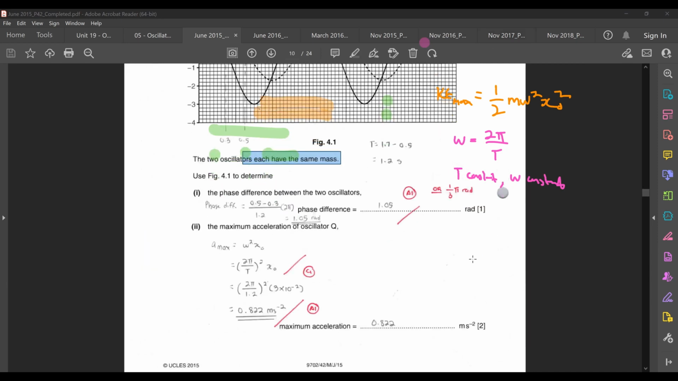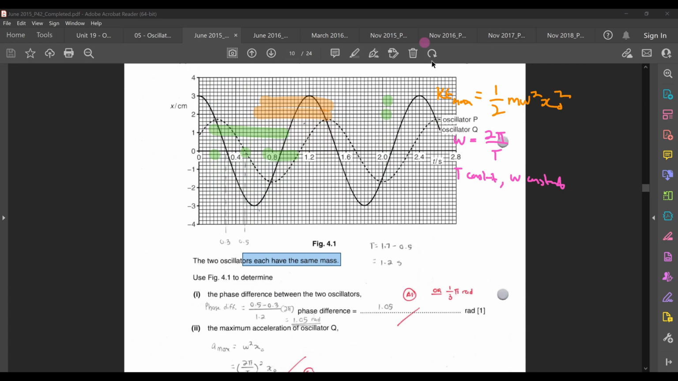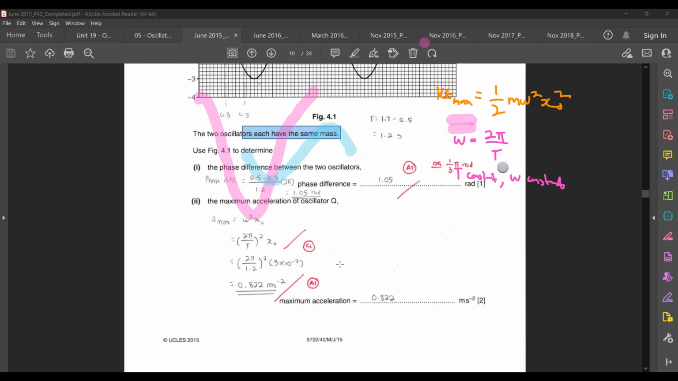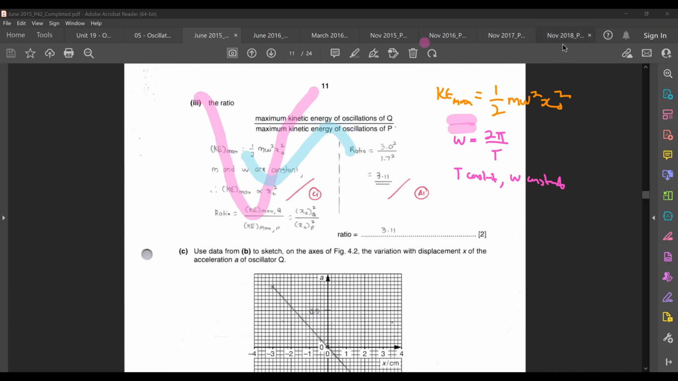You can see from your diagram that both oscillator P and Q actually have the same period. This one here is 1.2 seconds, and then after that, this one here is also going to be 1.2 seconds. You will see that it's actually going to give you the same period. So because period is constant, your omega is constant. That's how I can make the conclusion. So right now, if m and omega are constant, that means KE max is really just proportional to your amplitude square.